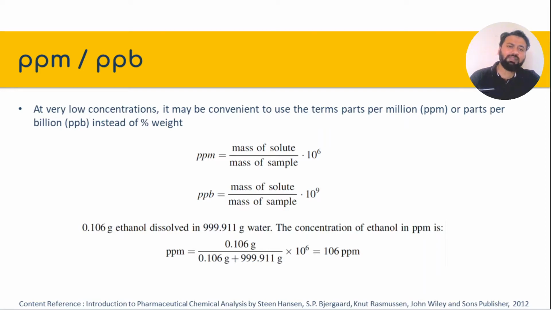So for parts per million, we can see this is the formula: mass of the solute divided by mass of the total sample, multiplied by 10 raised to the power 6. Because a million is 10 to the power 6, that is why it is multiplied by 10 to the power 6. Parts per billion is the mass of the solute divided by the mass of the sample, multiplied by 10 to the power 9.